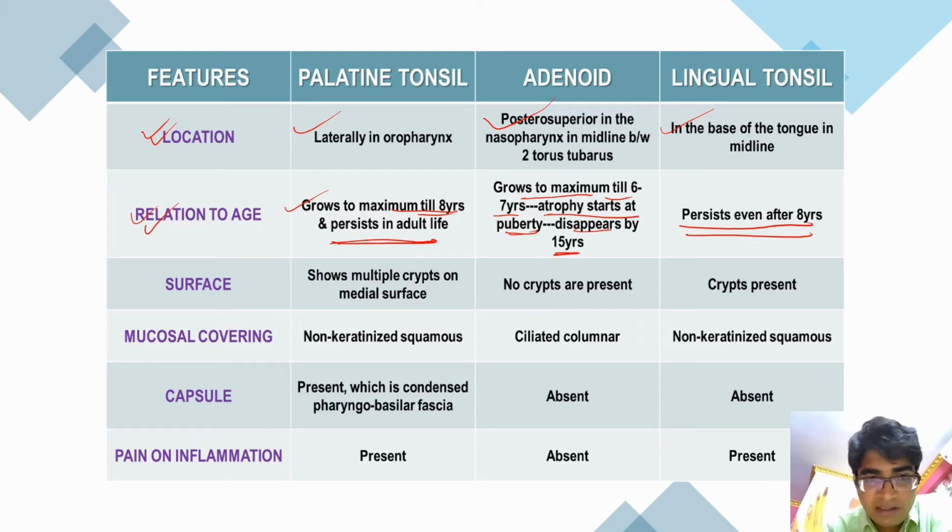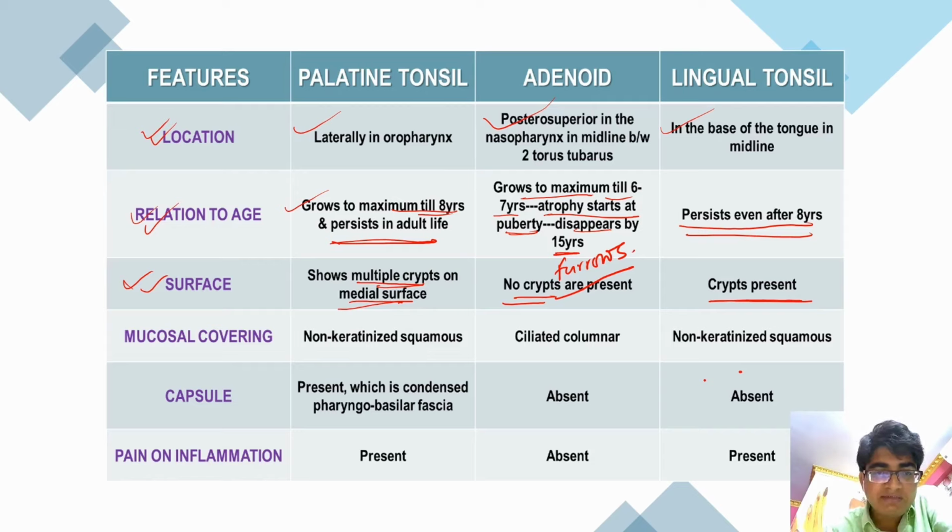Correct? Then surface, you know again, palatine tonsil shows multiple crypts on the medial surface, whereas adenoid has no crypts, rather they have furrows. Okay, then lingual tonsil, yes, there are crypts present.